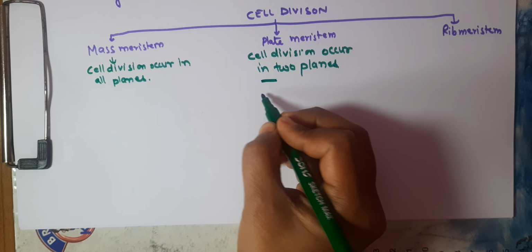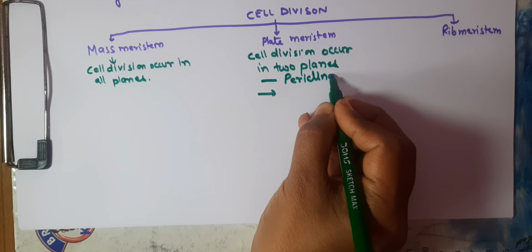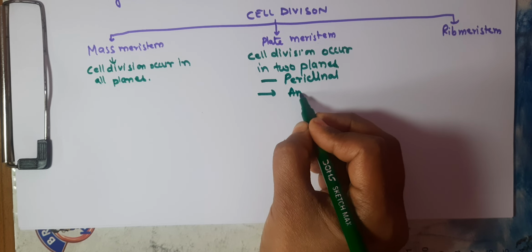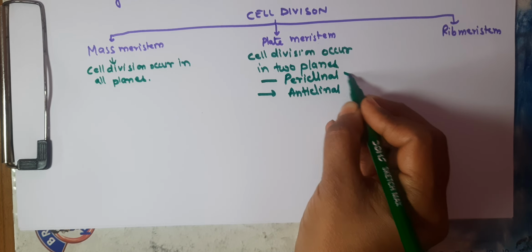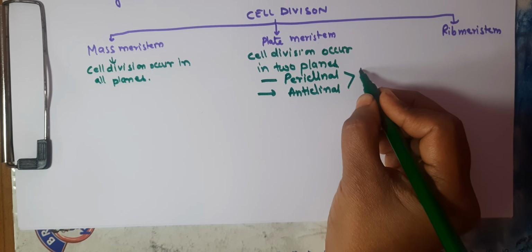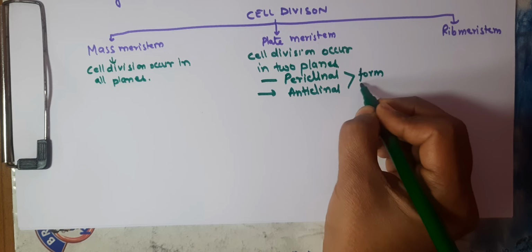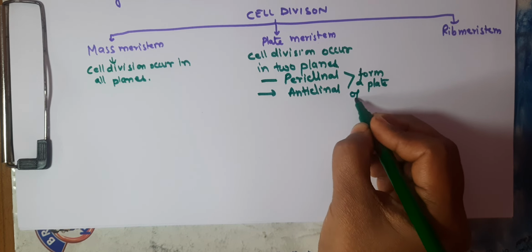Okay, in which planes does it occur? It occurs in the periclinal and anticlinal planes, and this leads to the formation of a plate of cells. Okay, they will form a plate of cells.